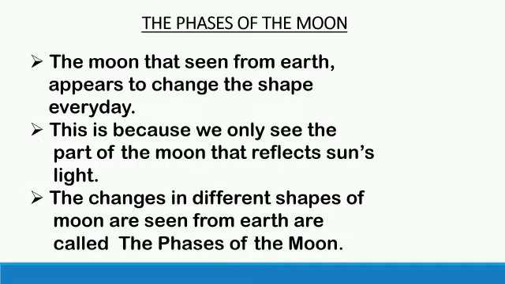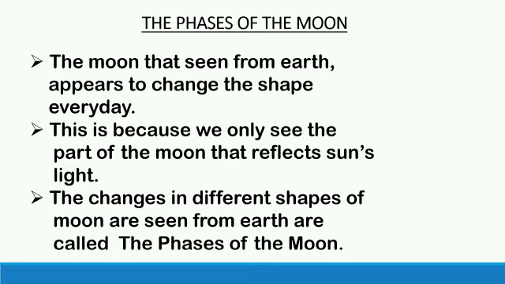Dear children, now we are going to learn the phases of the moon. We can see the moon in the sky because it reflects the light of the sun. The moon seems to change its shape. This is because as it orbits the earth, we know that the moon is the natural satellite of earth.